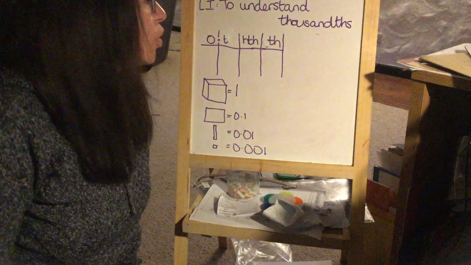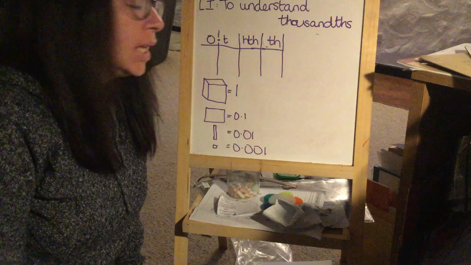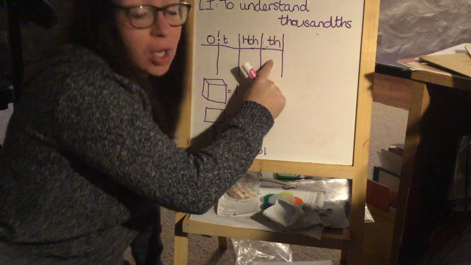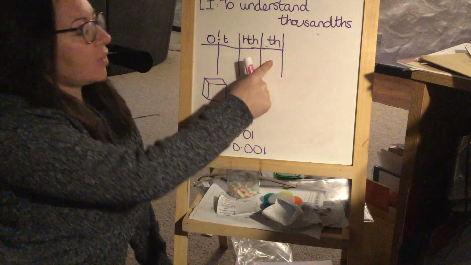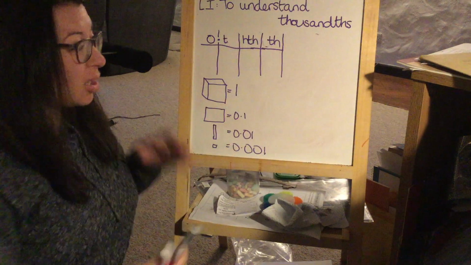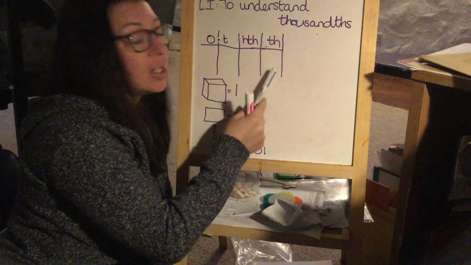Today we are moving on to looking at thousandths. We have done our tenths, we have looked at hundredths, and today we're going on to the third place value column of thousandths. So in your work today, nothing really changes, it is just an extra column.